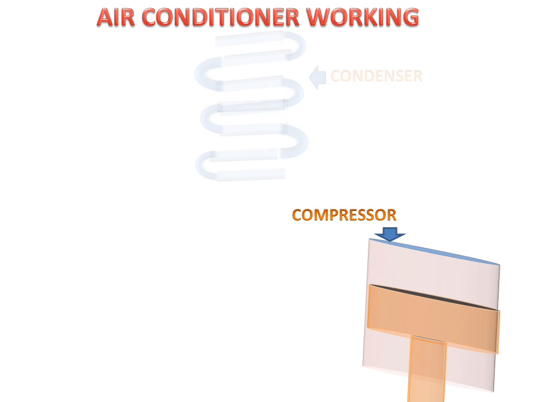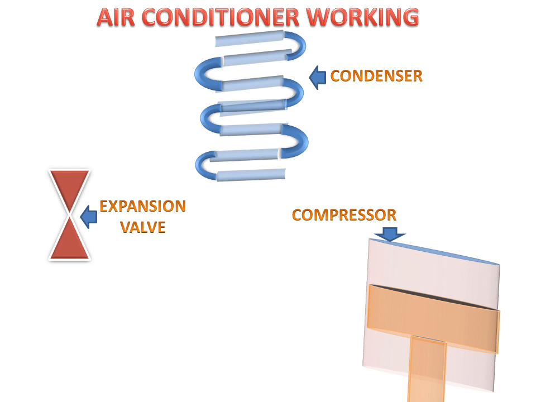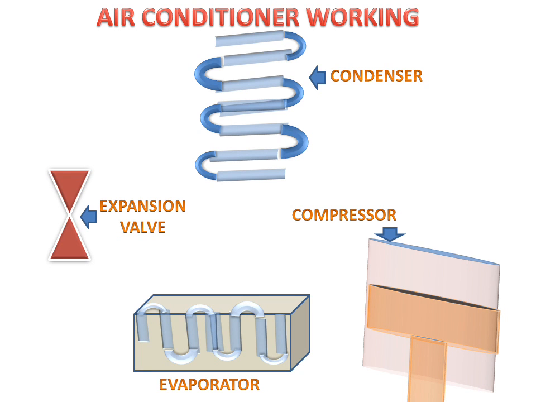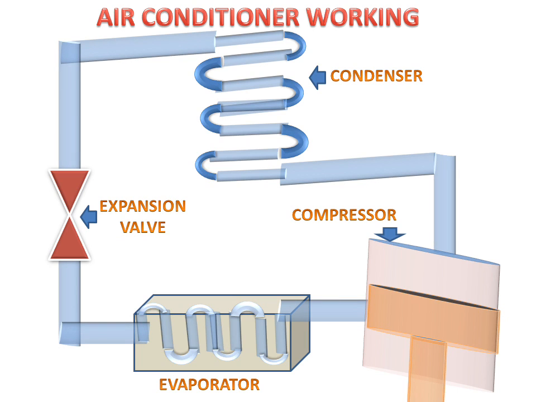Today we will discuss the working of the air conditioner. Firstly, we will discuss the parts of the air conditioner. We have a compressor, a condenser, an expansion valve, and a cooling effect generator. These are the connecting pipes, and we have a fan.